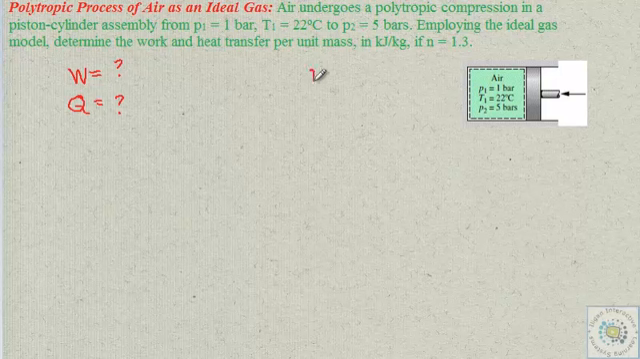Polytropic means PV to the n is equal to a constant, and in this case n is equal to 1.3, so PV to the 1.3. If it's isentropic, your n will be equal to gamma, which is Cp over Cv, which is normally 1.4 for air. PV to the gamma is equal to K.